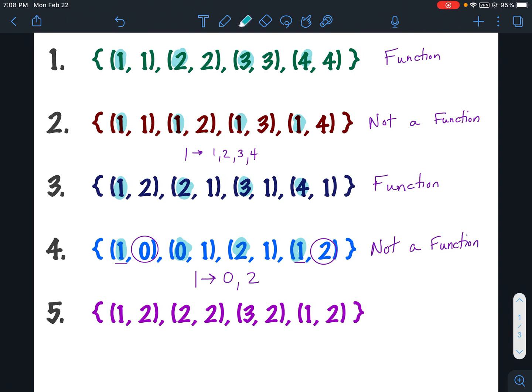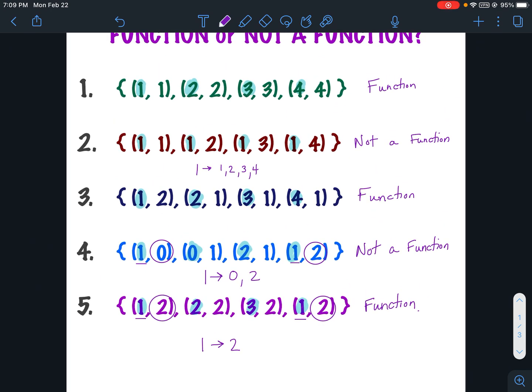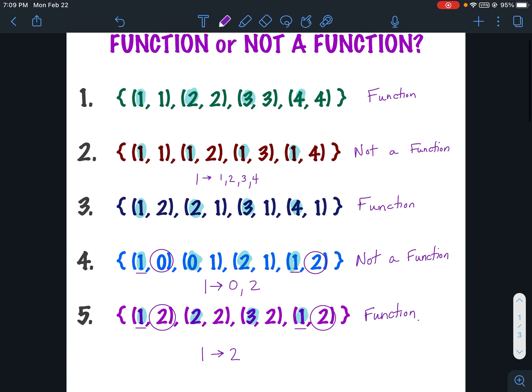The last problem. We've got 1, 2, 3, and 1 again. So 1 repeats. I've got 1 and 1. So let's look at its output. I've got an output of 2 and an output of 2. Therefore, the input 1 has just an output of 2. Even though it's listed twice, it's still the same output. So if you have an input listed more than once and it has the same output, it is still a function. Okay? If you have any questions on that, let me know.